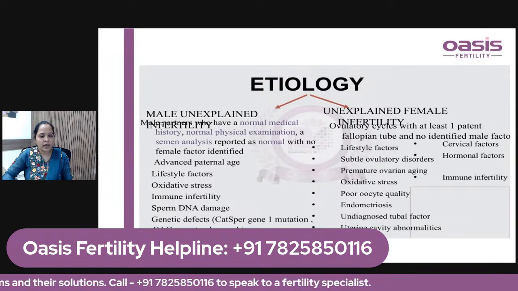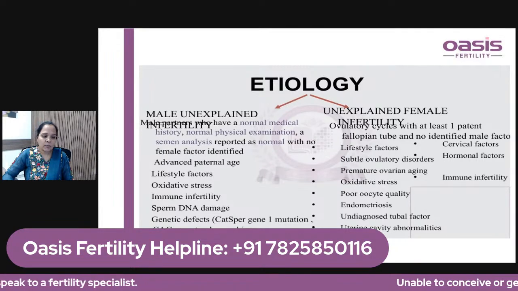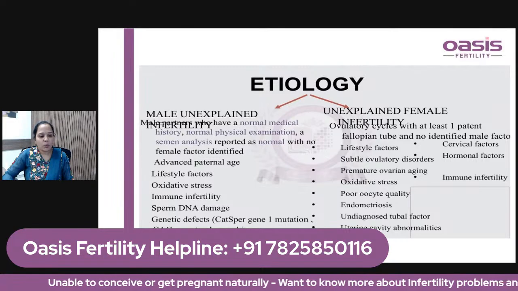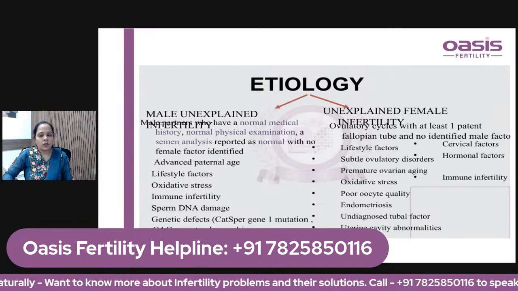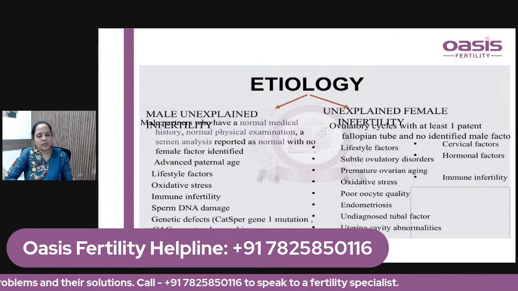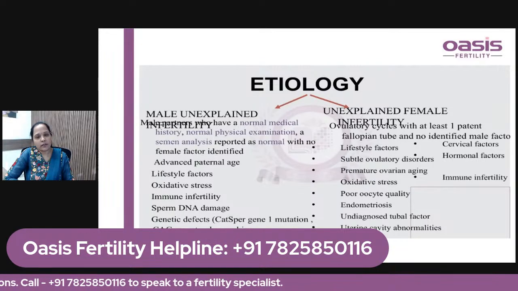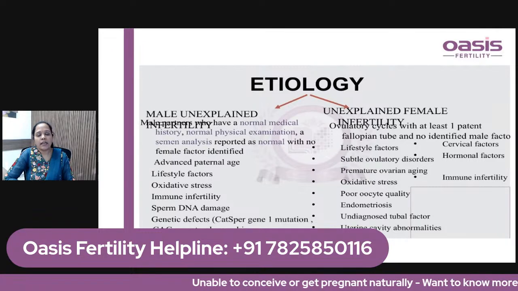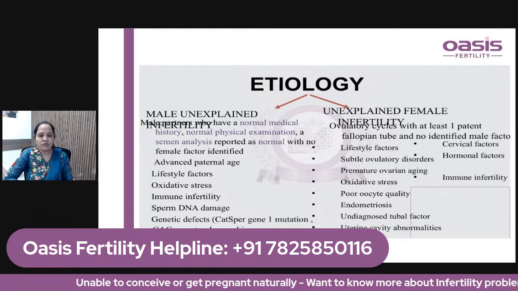Coming to the reasons for this unexplained infertility, what is the etiology behind it? The causes can be divided as male unexplained infertility as well as female unexplained infertility. In male unexplained infertility, the most important thing that we have to understand is advanced paternal age. With advanced paternal age, that is above 45 years, or with increasing age in a male partner, there is production of germ cells which have increased DNA damage that contributes to unexplained infertility.